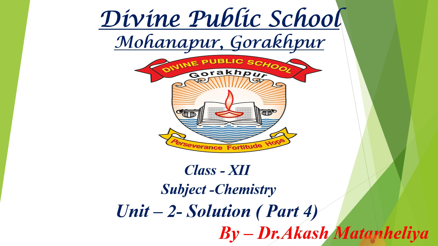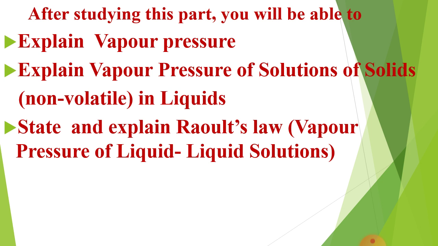Today I will continue the fourth part of Unit 2 solution. After studying this part, you will be able to explain vapor pressure, that is the pressure exerted by vapors of that liquid on the surface in a closed container.